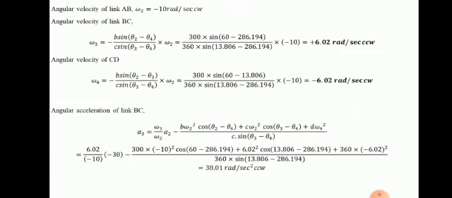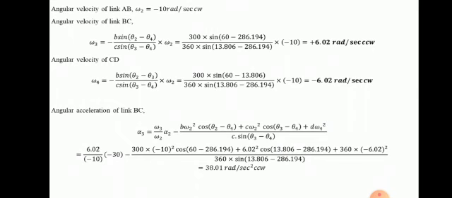Now the angular velocity of the link AB is equal to 10 radian per second. Angular velocity of link BC is omega 3, equal to B sin theta 2 minus theta 4 divided by C sin theta 3 minus theta 4, into omega 2. Just substitute and get the value: plus 6.02 radian per second. It is in the counterclockwise direction.